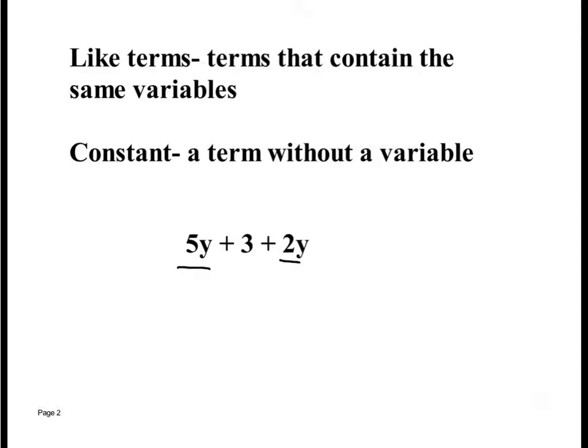Today your homework is going to say identify like terms. All you have to do is underline the like terms. And then you need to know the definition of constant. A constant is a term without a variable. A constant is just a number. It's not going to change because it's not being multiplied by anything, so it stays constant. The constant here would be 3, because it does not have a variable. Something else you need to know: constants are like terms with each other. So if I had another constant up here, that would be a like term as well.